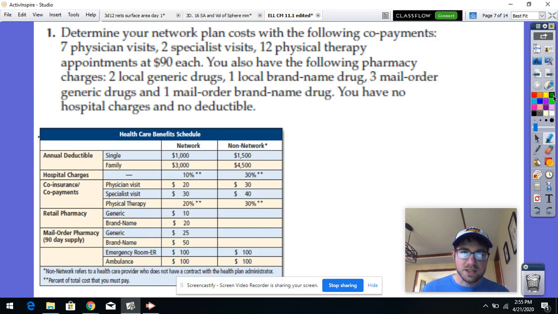So let's see here. Back to the top and looking for the important bits. Right here we see that it is network. So we're going to be dealing with everything out of this column here. No non-network charges. Okay, so network, and the first thing that comes up is 7 physician visits, which pops up here under the co-insurance / copayments. And it says that for network physician visits, it is $20 each.